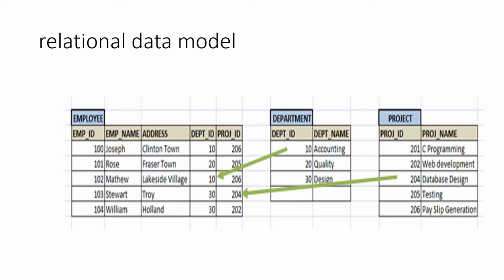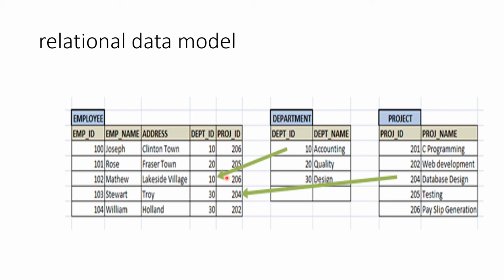Relational data model. Here we can see there are three tables. One is employee, then department, then project. So we can all see this department ID is written here at third number. Then this department ID is written as first. And here this 204 is written as the fourth number and this is the third number. So basically it doesn't matter what the order of the row is, but it should be unique.